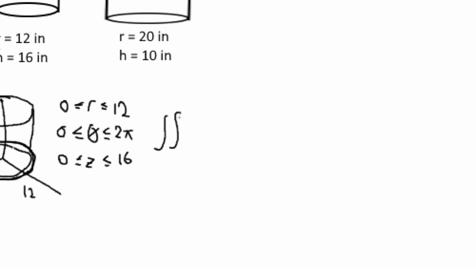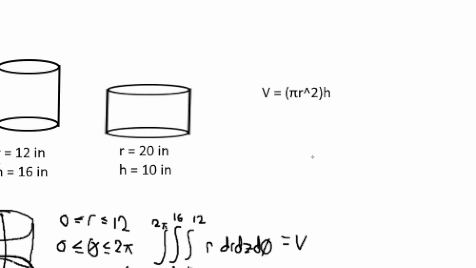So let's just write these bounds out. I'm going to do theta last, Z second, and R first. So it'll be dr, dz, d theta. Now remember, when you use cylindrical coordinates, you're going to want to multiply in an r, right? So this is going to equal the volume. Let's just make sure it's clear what we're solving for.